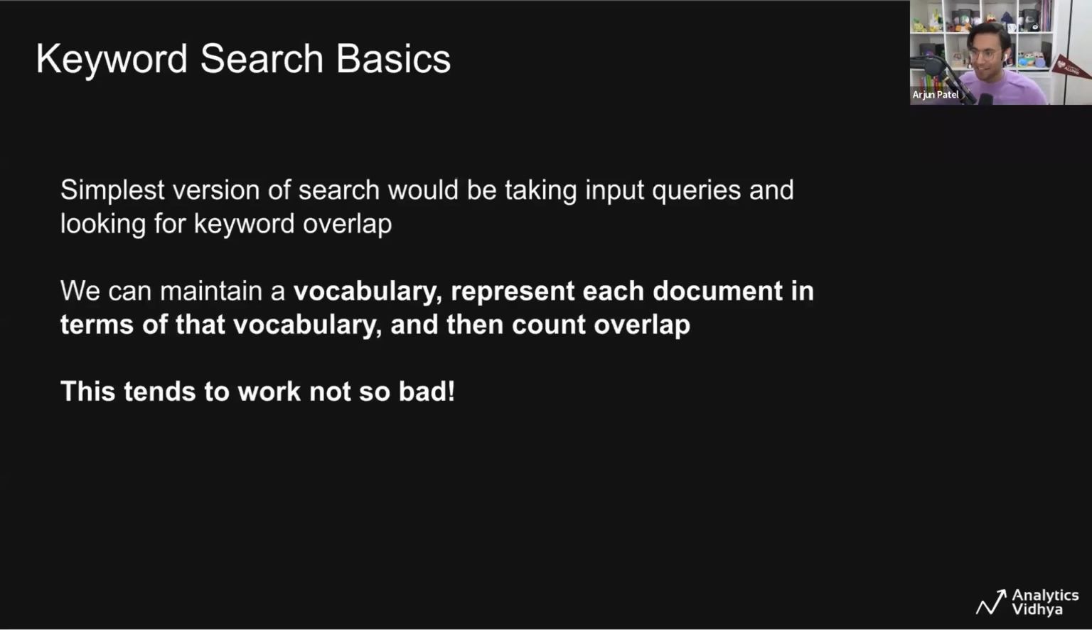Before we get to the more complicated forms of search, I wanted to start at the beginning, which is keyword search. If you were to imagine the simplest possible version of keyword search, it would be looking at your input query, looking at all of the documents in your corpus, and trying to find all of the documents which have the words that exist in your input query. In other words, you would need a vocabulary. You need to represent every document in terms of that vocabulary using something like a bag of words vector or something along those lines. And then you need to count overlap.